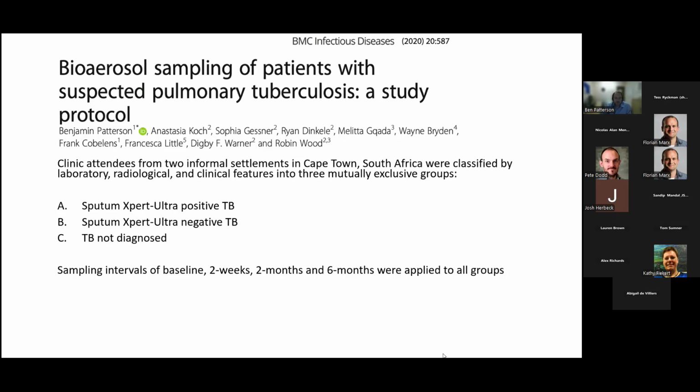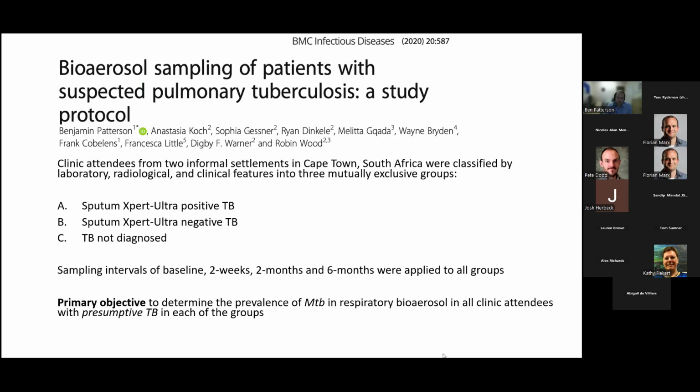So with these three categories, we enrolled all of them and then sampled at 4 different time points. So baseline, which was before starting treatment in those who were treated, and then at 2 weeks, 2 months, and 6 months. And these sampling intervals were applied to all three groups. And the objective was to determine what the prevalence of MTB in respiratory aerosol was in these clinic attendees with presumptive TB initially, but then subsequently put into one of these three groups. So I'm going to be talking for the next couple of slides about groups A, B, and C.